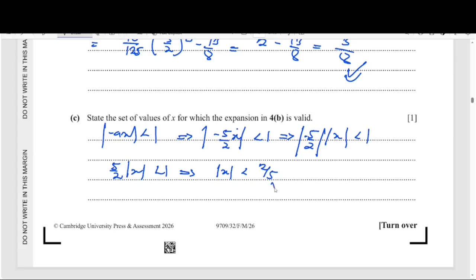So this expansion in 4b is only valid when the modulus of x, whatever value of x that we place over there, its absolute value must be less than 2 over 5. Other than that, the expansion will not work.